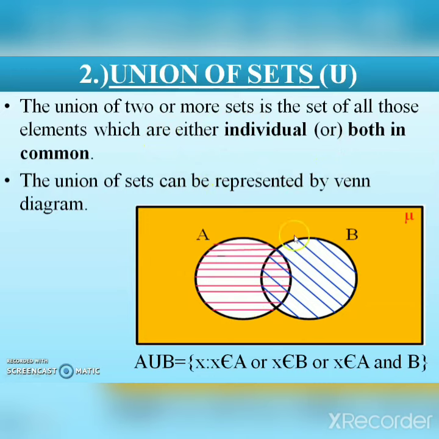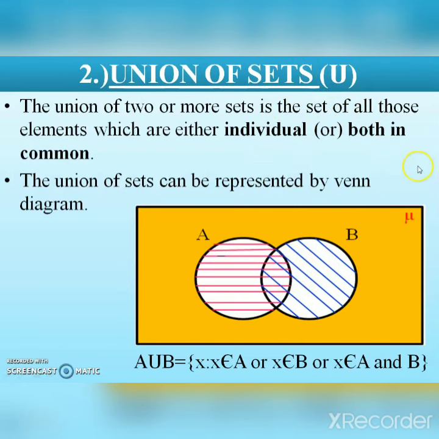So this union of sets can be represented by a Venn diagram. How to write that? The set A union B is equal to {X : X belongs to A, or X belongs to B, or X belongs to both A and B}. What is X here? X is any element which is present in A or B. We will see in future videos how to solve problems. So X can belong to A, or X can belong to B, or X can belong to both A and B. That is nothing but union, that is, individual or both A and B. Remember this. This is union.